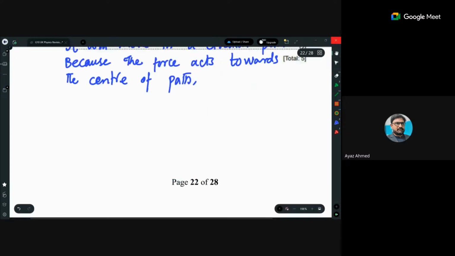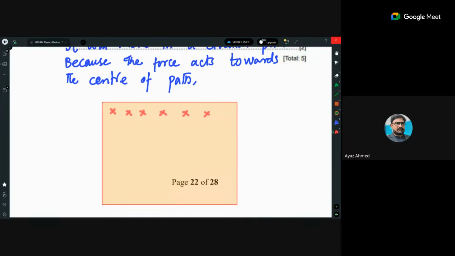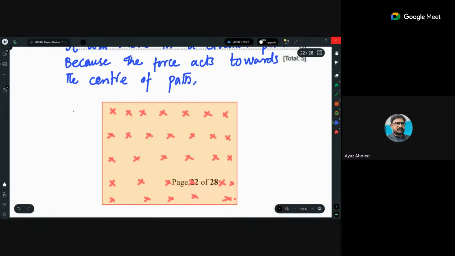This is an important question. We must have a clear concept of that. For example, if I have a magnetic field, and cross means into the page, this is all your magnetic field, and an electron is entering inside. Let's say the electron is entering from here. So it has some velocity v. It will not just directly go down. It will move forward, is it?